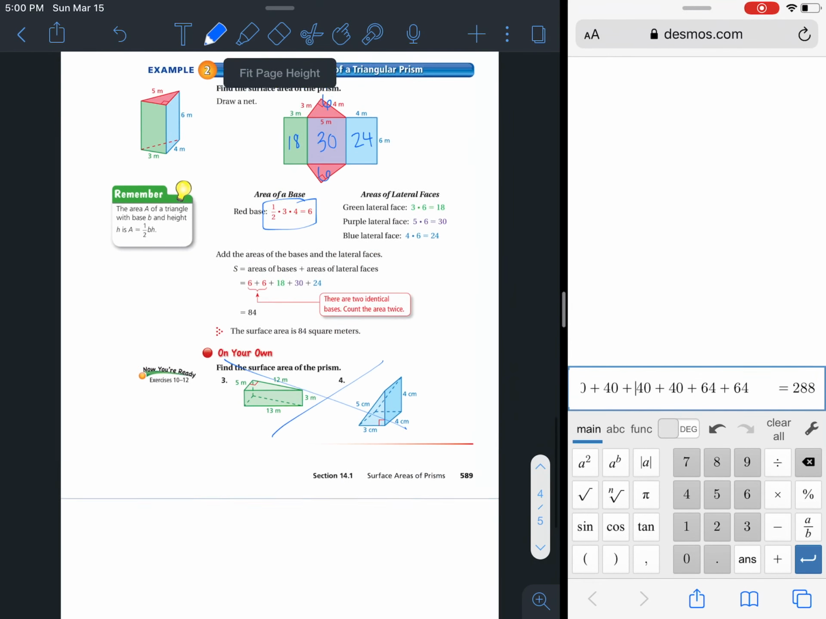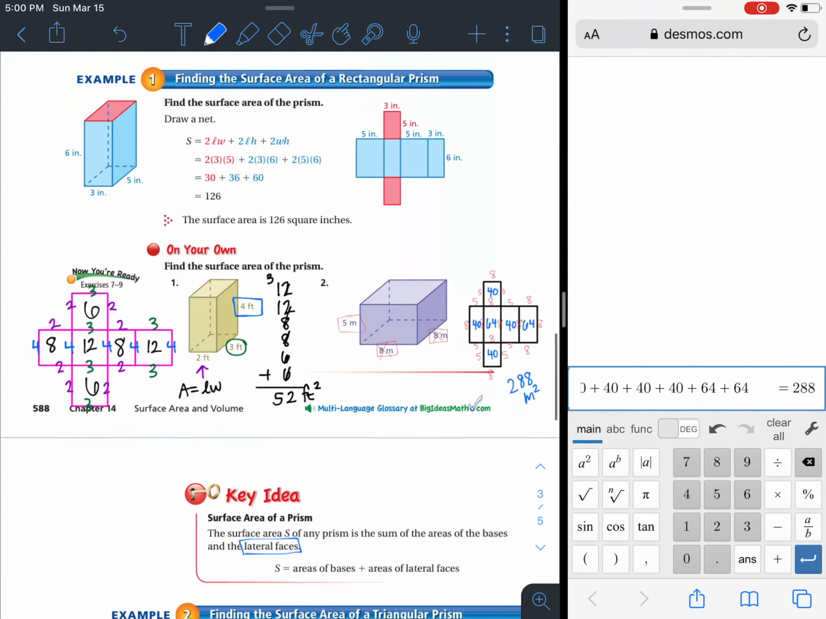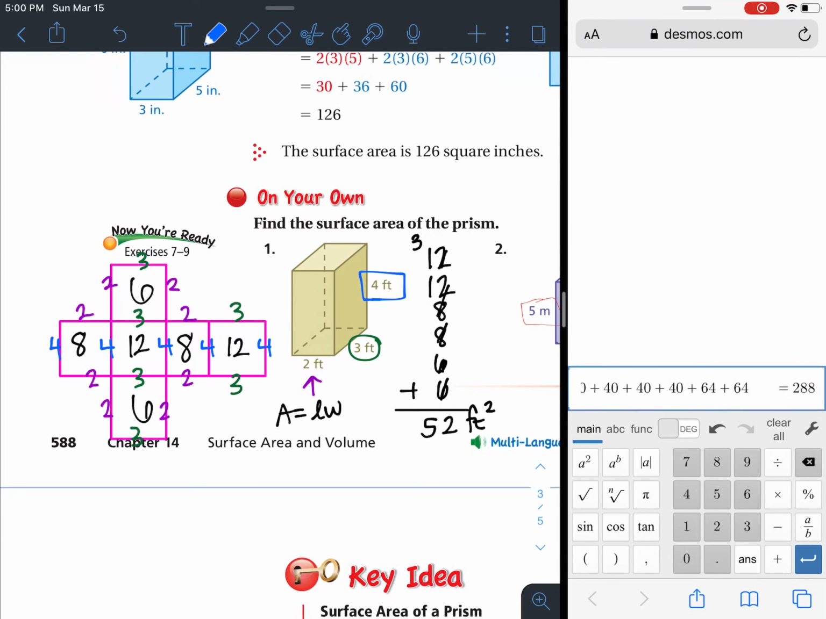We're gonna skip these ones because we're gonna focus just on rectangular prisms. So all the ones you're doing today are just like these up here, rectangular prisms, where all 6 sides are rectangles.